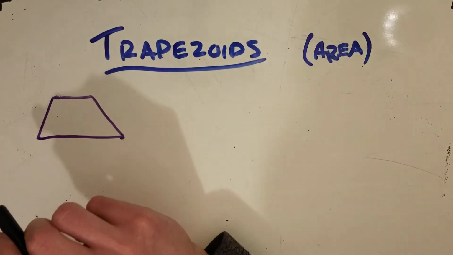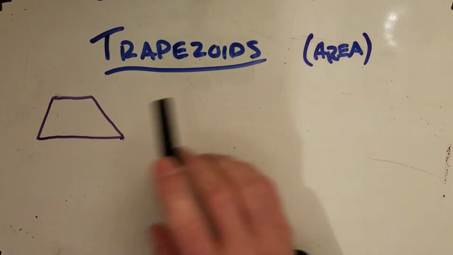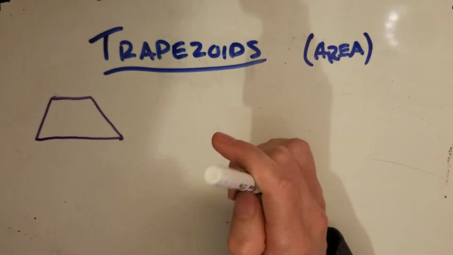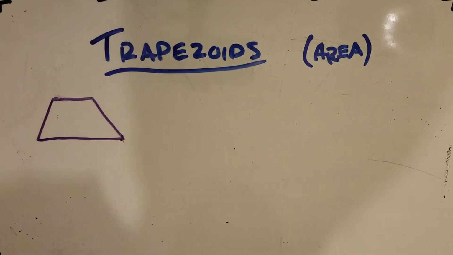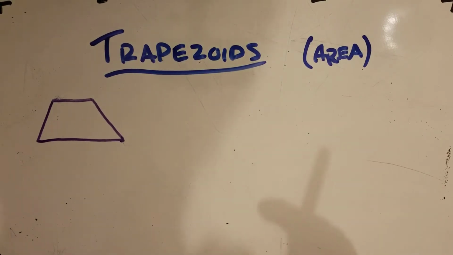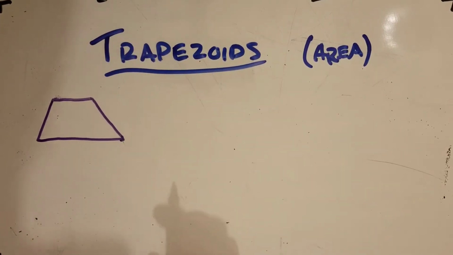Hey guys, today we're going to talk about finding the area of a trapezoid, and we'll talk about the formula. We'll explain where everything in the formula comes from. We'll do it in a couple different ways to help us understand. So a couple things before we start showing the formula.